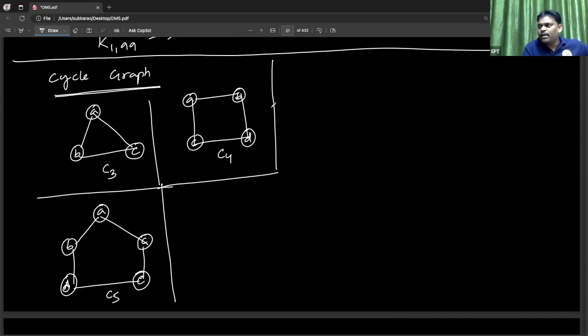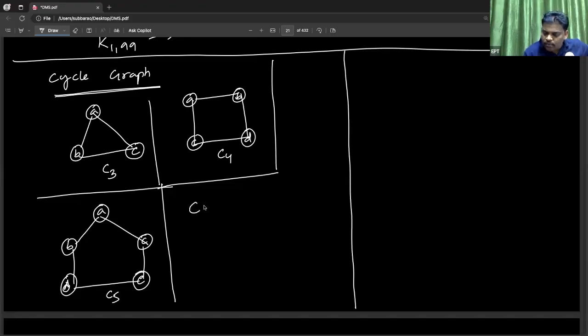Some people may be thinking that the complete graph is C1, 5. I wrote K1, 5. Some people are thinking it is C1, 5. No, bhaiya. C is already given for the cycle graph. Please try to understand. Now it's the correct time to ask you.